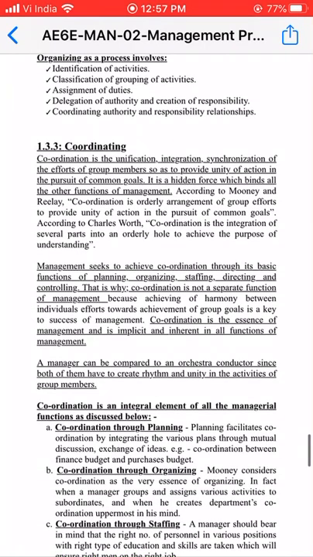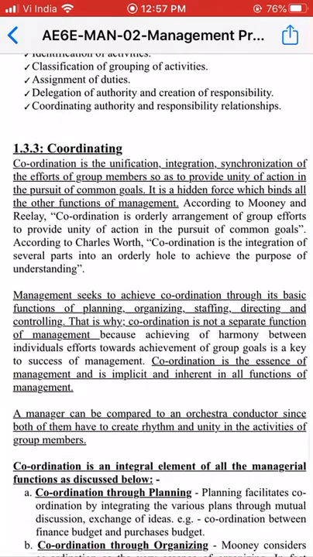Okay, so coordination is actually the unification, integration and synchronization of the efforts of group members so as to provide unity of action in the pursuit of common goals. Coordinating means the unity of people. It is a hidden force which binds all the other functions of management. According to Mooney and Riley, coordination is nothing but an orderly arrangement of the group efforts to provide unity of action in the pursuit of common goals.